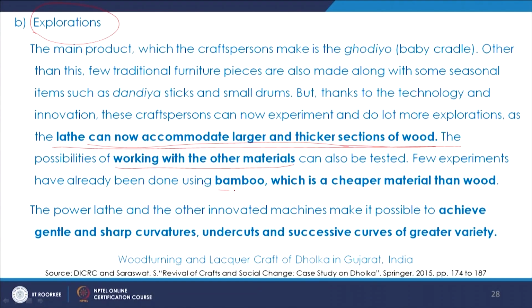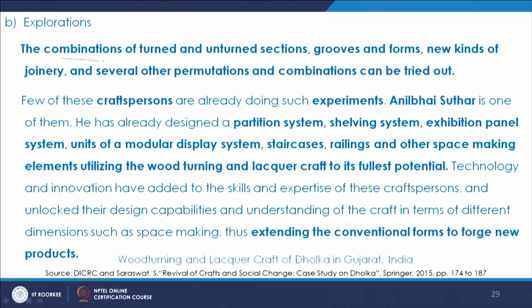Also, working with other materials, bamboo is cheaper than wood, so some explorations were done on how to use bamboo. And it was also possible to achieve gentle and sharp curvatures, undercuts and successive curves of greater variety. So there was the possibility of having different sections again. And then, like I told, some combinations of different kinds of joinery, permutations and combinations of grooving and forms and different massing, and how the different prototypes were explored.